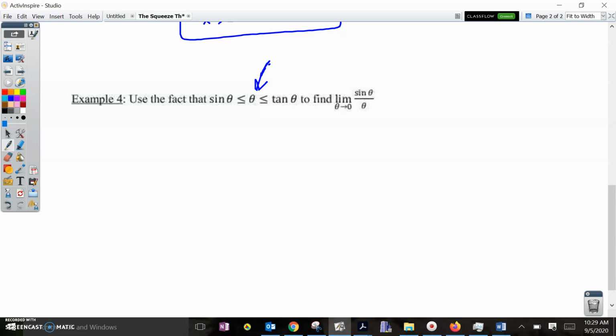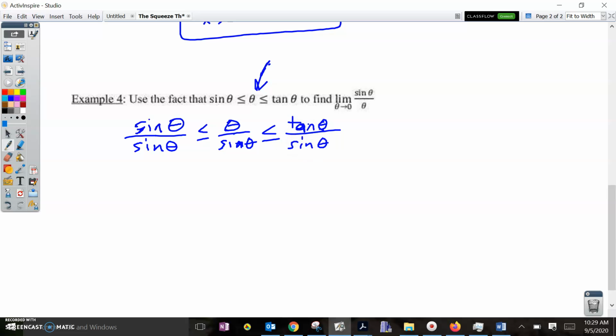So the first thing I'm going to do is take all three parts of this inequality and divide them by sine of theta. Because now I almost have what I want in the middle there. I have the reciprocal of it. If I simplify this a little bit, sine of theta over sine of theta is going to be 1.